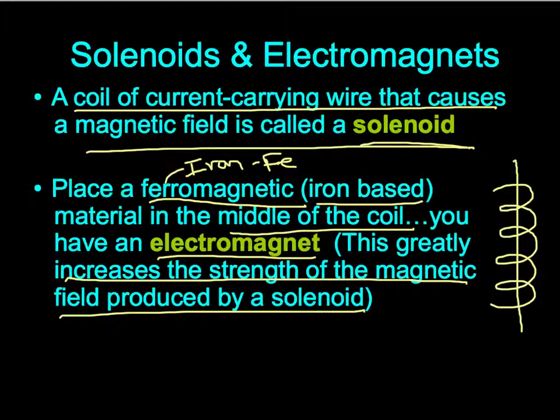So when you turn the current on in the solenoid, those electrons begin moving. As they're moving, they create a magnetic field. But then when we put that magnet in between there, that just magnifies that magnetic field even more, making an electromagnet very, very, very strong.